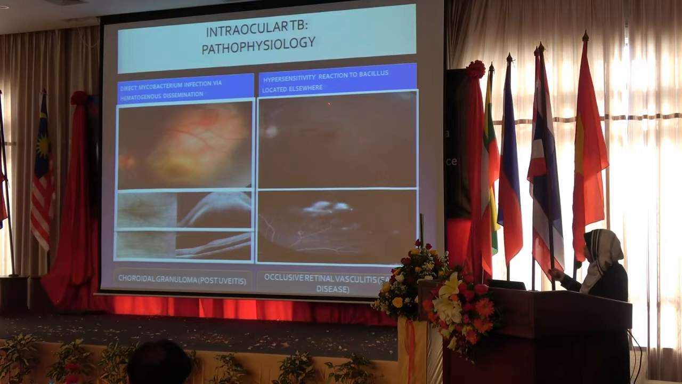The second mode of inflammation in the eye is through a hypersensitivity reaction to the bacillus. The bacillus may be located elsewhere, and there is a hypersensitive reaction in the eye, resulting in intraocular or tuberculous uveitis. For example, in Eales' disease due to TB, you can see vasculitis, occlusive in nature, where there is new vascularization and hemorrhage, pre-retinal hemorrhage, and that is believed to be a hypersensitive reaction to TB bacillus elsewhere in the body.